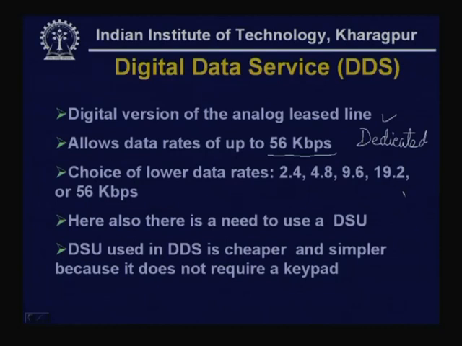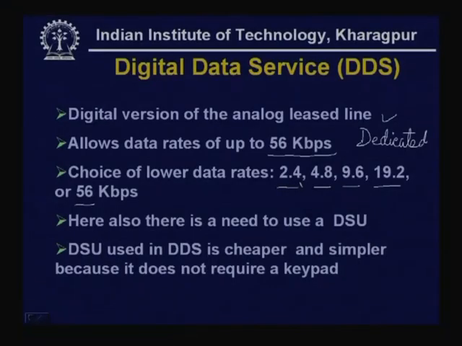However, there is a choice. Since it is dedicated, you may not always be using 56 kilobits per second. So, in such a case you can choose data rates of 2.4 kilobits per second, or 4.8, or 9.6, or 19.2, or 56 kilobits per second. That means, whenever you are using this DDS service, depending on your requirement, you can specify what bandwidth you want. It can vary from 2.4 kilobits per second to 56 kilobits per second.